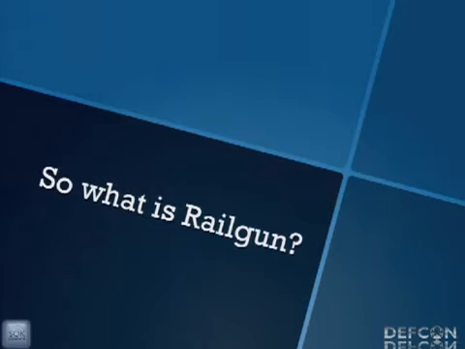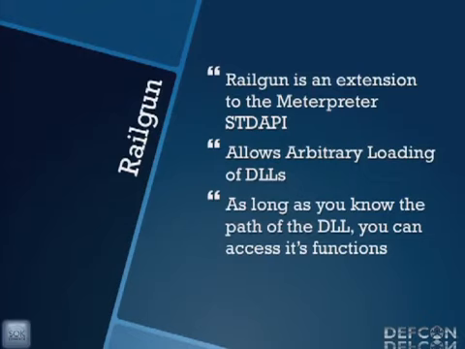Railgun is one of the extensions for Meterpreter. Basically, it's a part of the standard API that allows for arbitrary loading of DLLs on the system. As long as you know the path of the DLL that you're trying to load, you can just pass that information into Railgun. It will map the DLL into memory, and then you can actually get function pointers out of that module. So it's doing runtime dynamic linking, and we're doing it on the fly. So we pass it a DLL name, then we pass it some function names, and we get to call that function as if it was already coded directly into Meterpreter.